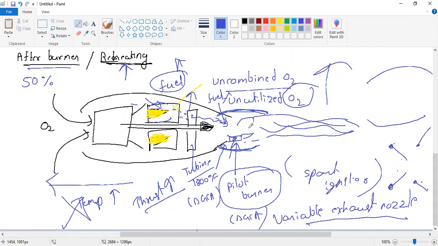This is important because there will be a lot of high temperature. It will try to go in all directions. If I close this, it will try to go to this side. I don't want that, hence I need to open my exhaust. Hence we go with the divergent section.